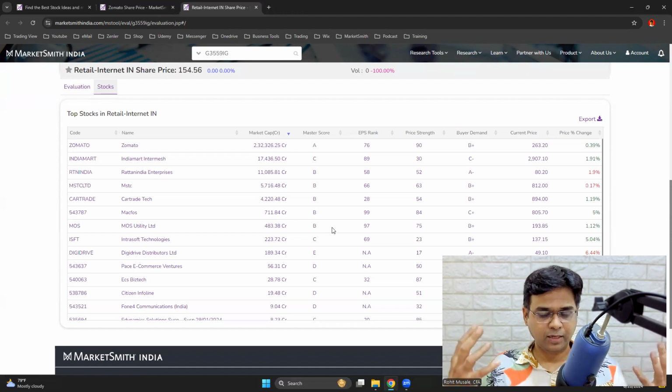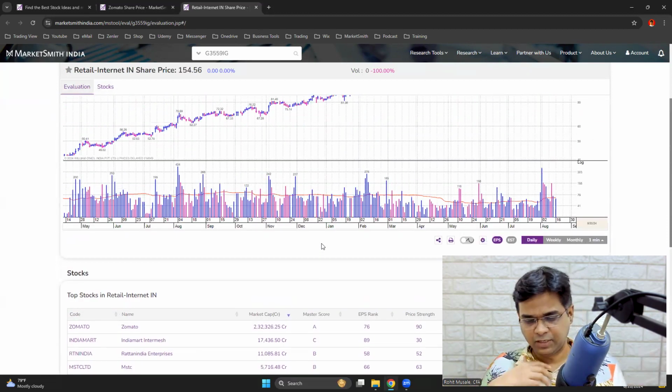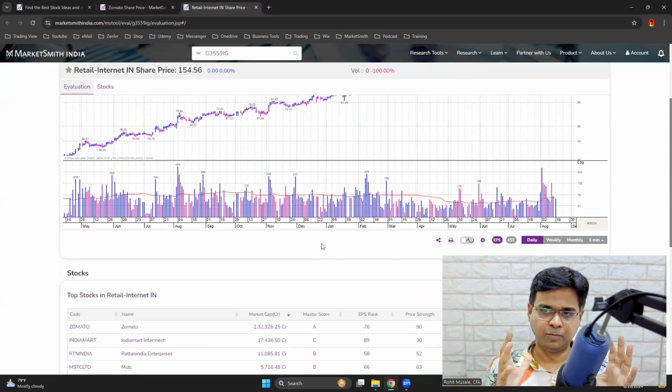So this way, you could also get an idea of whether one stock is pulling an industry up, or there are multiple stocks that are pulling the industry up. Okay, so that gives you diversification or concentration within the industry group. That's a different topic which we'll discuss later.